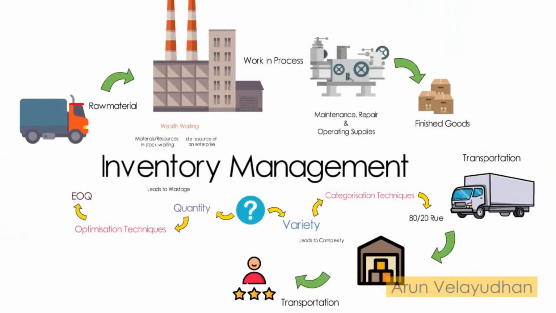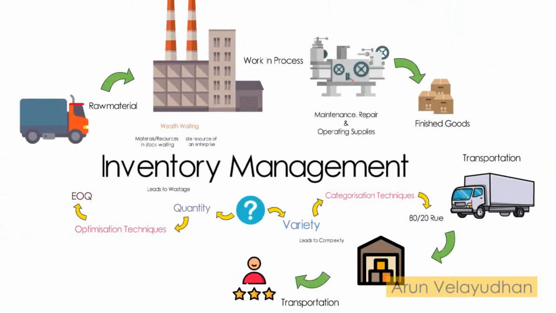So as said, there are different types of inventories. Raw material inventories are there, work in process inventories are there, maintenance, repair and operating supplies inventories are there, finished goods inventories are there, and transportation inventories are there. So these are the types of inventories that an operations manager needs to consider. And when you think about materials and inventory, you need to think about two aspects. One is a quantity aspect, the other is a variety aspect.